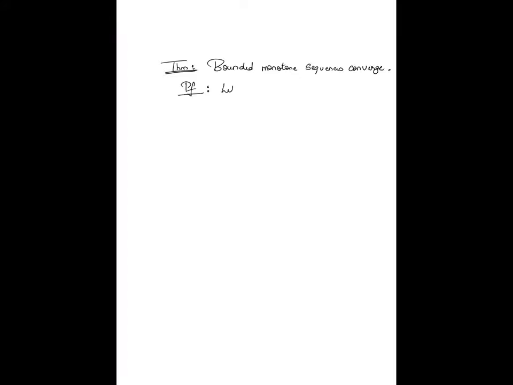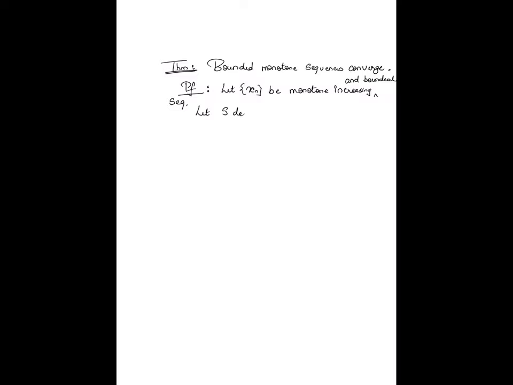So let x_n be a monotone increasing sequence. We have to consider two cases after all. We have to look at monotone increasing sequences and monotone decreasing sequences. So we have to look at bounded increasing and bounded decreasing sequences for the purpose of this proof. I'll just consider the case of bounded increasing. Bounded decreasing follows along similar lines, and that's an exercise for you.